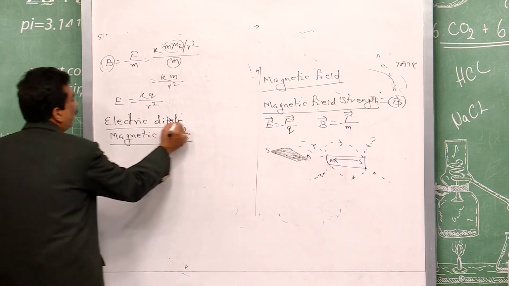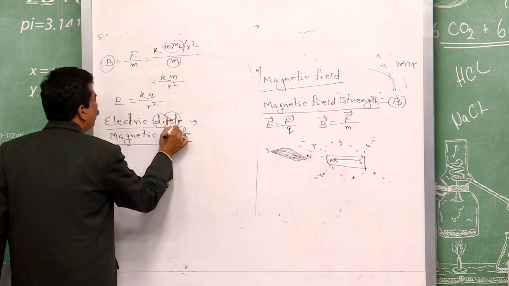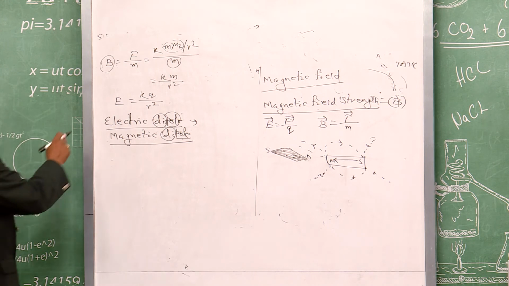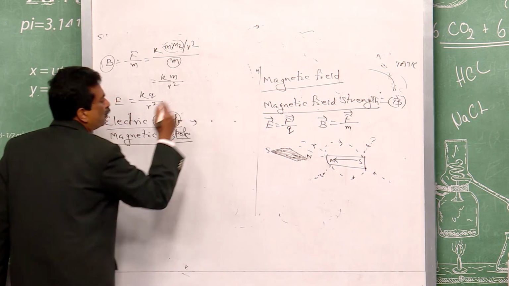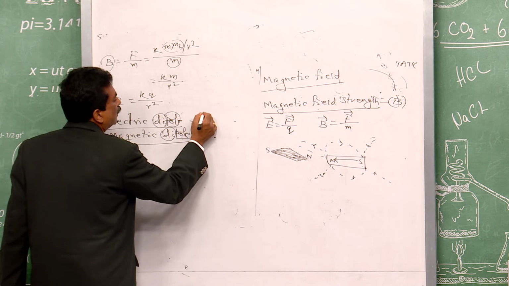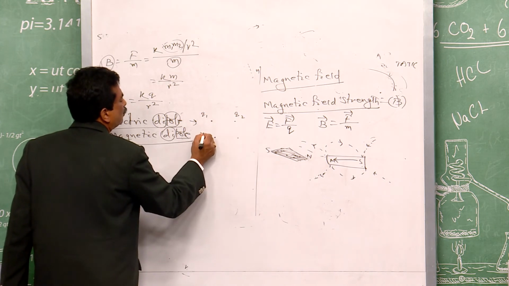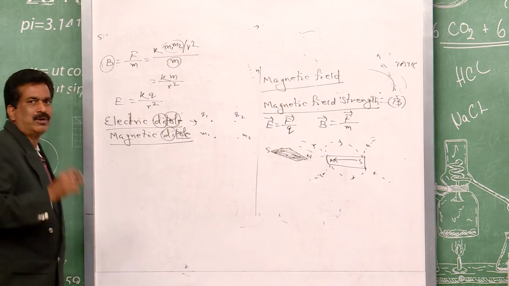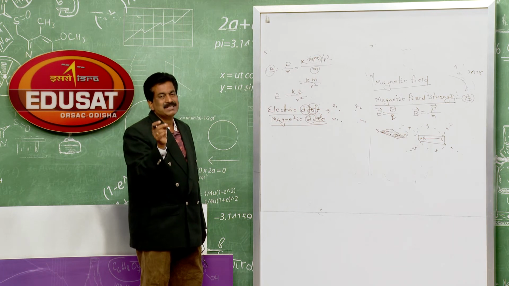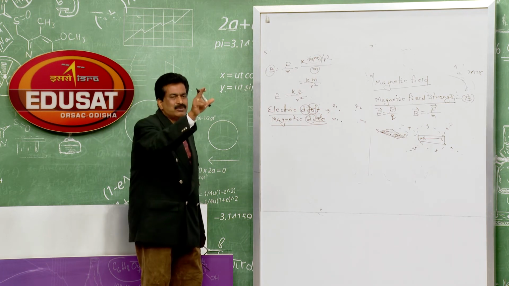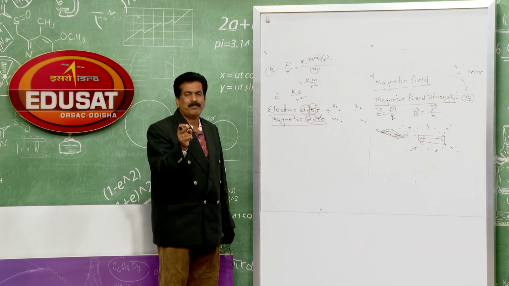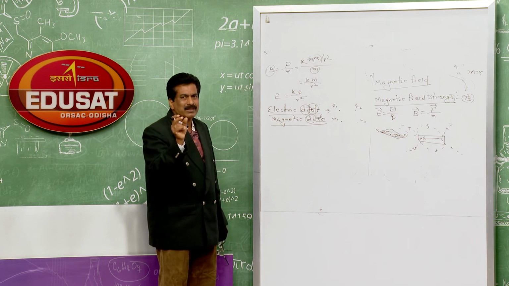So what is the electric dipole? Di with pole. Here also di with the pole. Di means two. So here the electric dipole means there will be two charges, Q1, Q2. For the magnetic dipole there will be two poles, M1, M2. So dipole means two equal and opposite charges separated through a distance, and that is known as the electric dipole. For the magnetic dipole, it means two equal and opposite pole strengths separated through a distance.